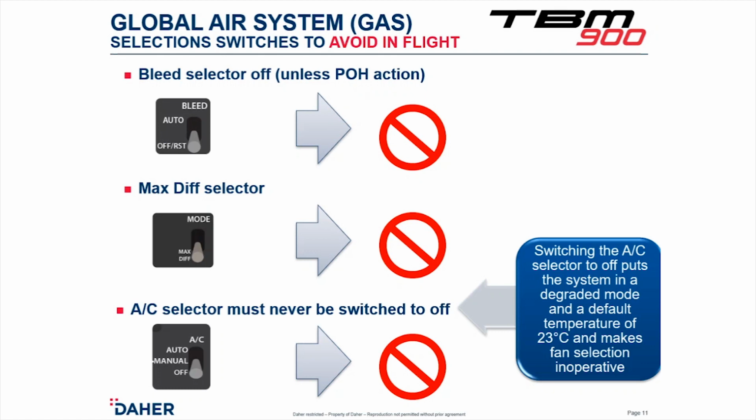There are also some selections that we urge you to avoid during flight, such as the bleed selector to off, unless there's a POH action that tells you to do so. Max diff should never be used unless it is being used for some sort of medevac operation, so please avoid it. The AC selector must never be switched to off during flight. This will cause the system to go into a degraded mode and a default temperature of 23 degrees, which might actually reduce the temperature selection and prevent heating of the cabin. So please avoid turning the AC switch to off.